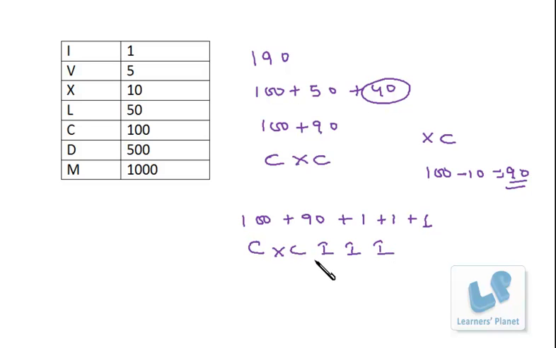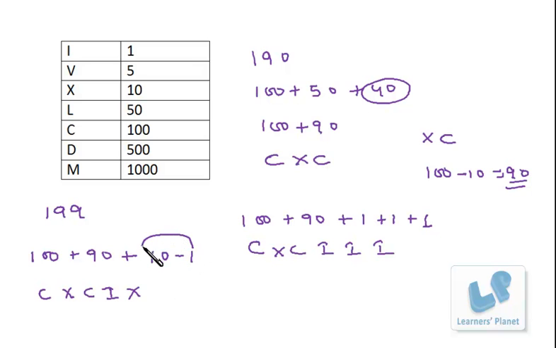Okay. And let's write 199. So it's 100 plus 90 plus, we cannot write 5 plus 4 because we cannot write I for 4 times. So what I will do is I will write 10 minus 1. Okay. Now 100 is C, 90 is XC, and for 10 minus 1 I have to write I before X. So it's IX. Okay. So whenever there is a negative sign, you just represent this symbol before this symbol. So clear?